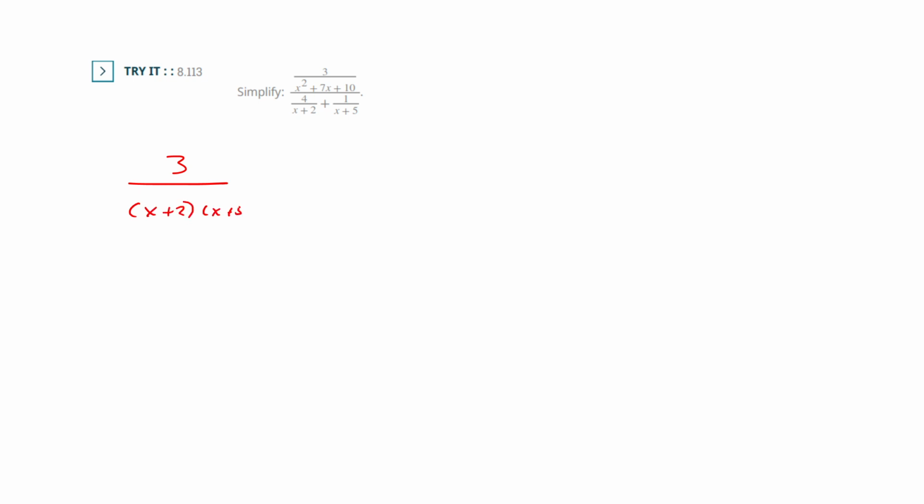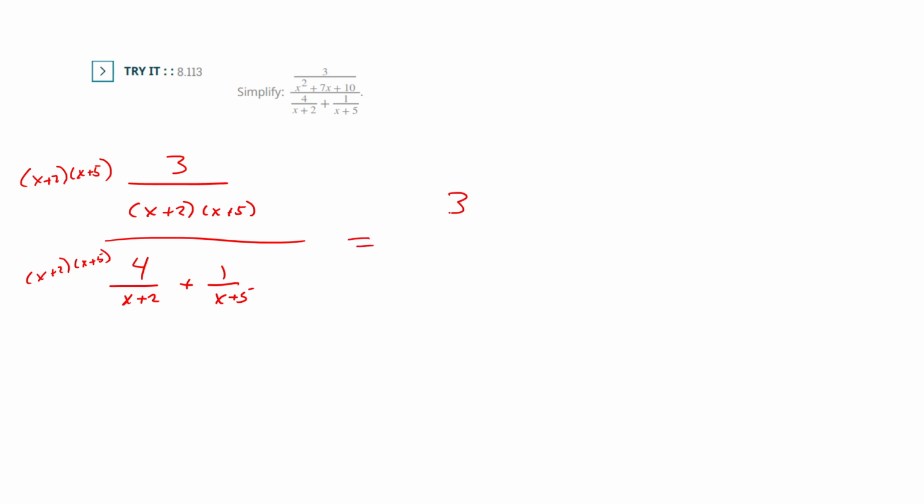Now I'll check it, but I looked at the bottom and I saw, okay, it's going to be x plus 2, x plus 5. That's how they always do it. All right, so we're going to multiply the top and the bottom. We're going to send that through. So that's our LCD for the top and the bottom. It's going to get me just 3 on top. So I'm sending this through here. I'm going to have 4 times x plus 5.